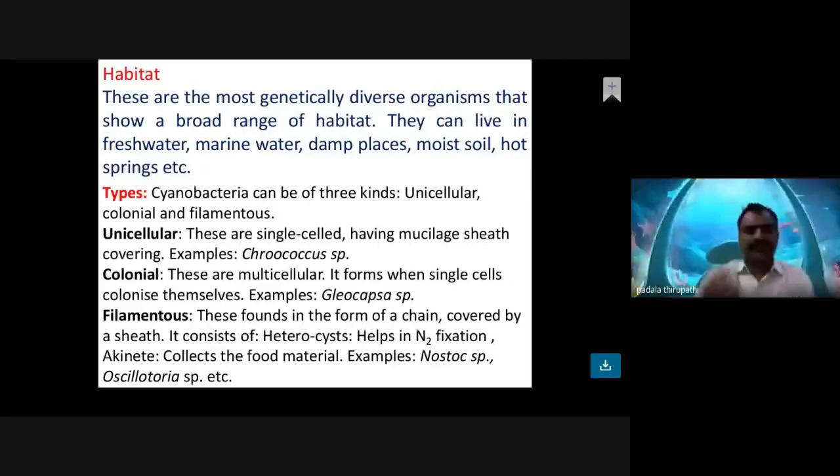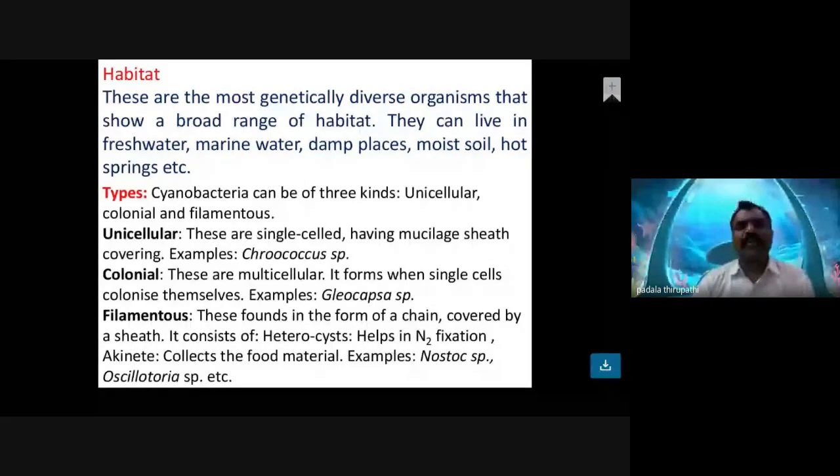And the colonial forms, these are the multicellular forms. They form when single cells come together as colonies. The best example of these colonial forms of the blue-green alga or cyanobacteria is Gloeocapsa. So Gloeocapsa is the best example for the colonial forms of the cyanobacteria members. Then the majority of the cyanobacteria members, the blue-green alga members, are filamentous forms.